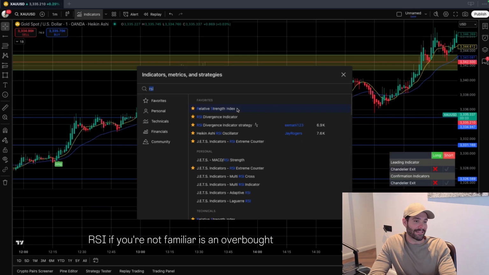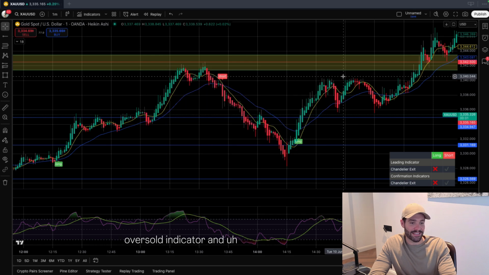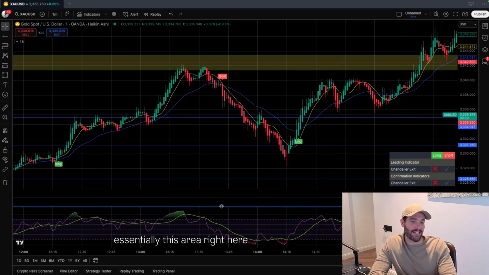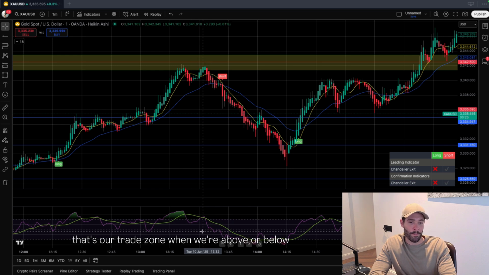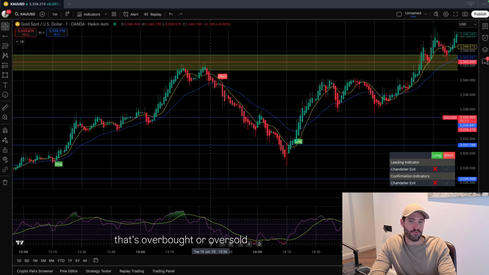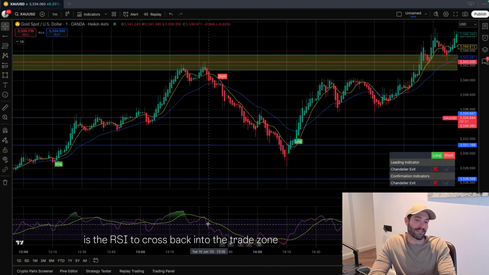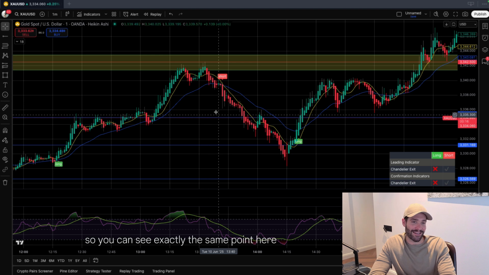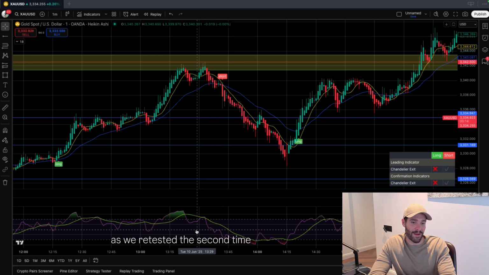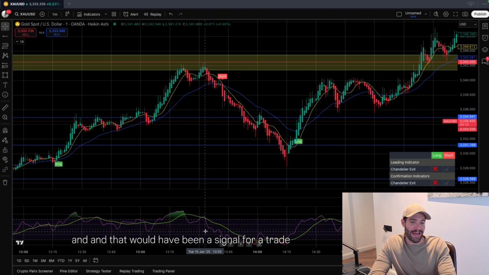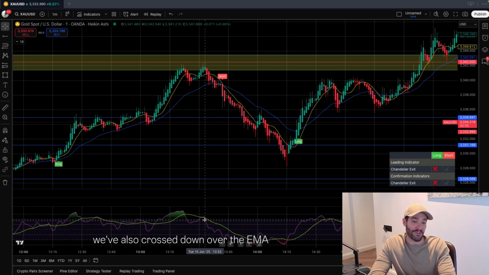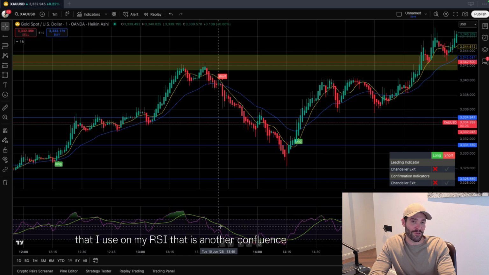RSI, if you're not familiar, is an overbought, oversold indicator, and essentially this area right here between the 70 and the 30, that's our trade zone. When we're above or below, that's overbought or oversold, and what we wait for is the RSI to cross back into the trade zone. So you can see exactly the same point here as we retested the second time. We've come back down, we've crossed back into the trade zone, and that would have been a signal for a trade. We've also crossed down over the EMA that I use on my RSI.